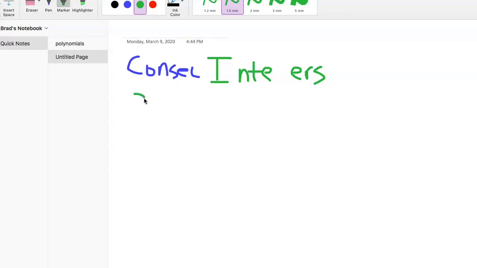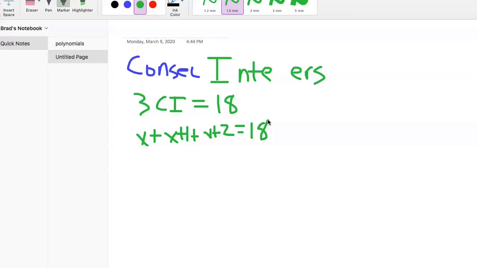Okay, so if we have 3, this time we're saying CI is consecutive integers. 3 consecutive integers equals 18. Okay, and so the way we're going to write that out is x plus x plus 1, just like we did before, but this time it's 3, right? So if it's 3 consecutive, then we'll go to x plus 2 equals 18. Okay, so that's our formula and our equation.